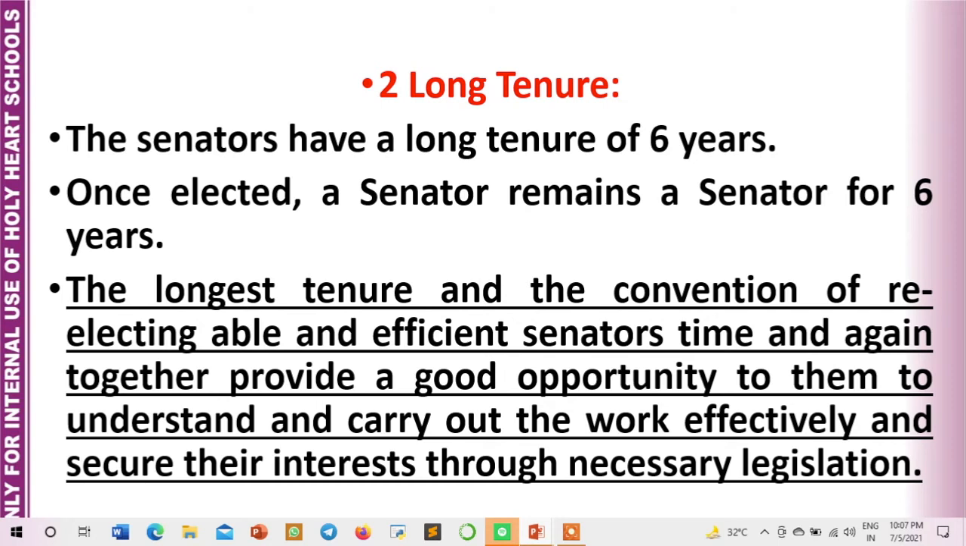The second is long tenure. The senators have a long tenure of 6 years. Yes, 6 years. No doubt, in India also, Rajya Sabha members are there for 6 years.